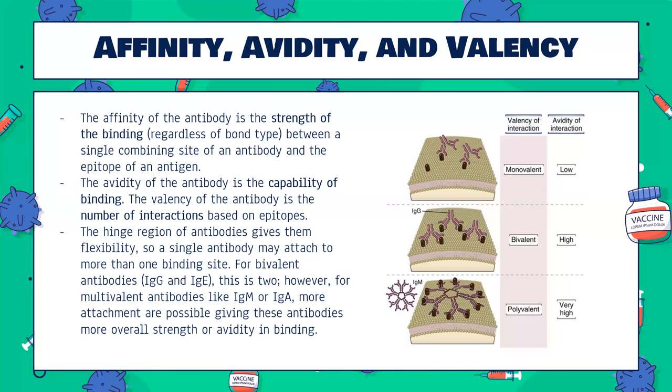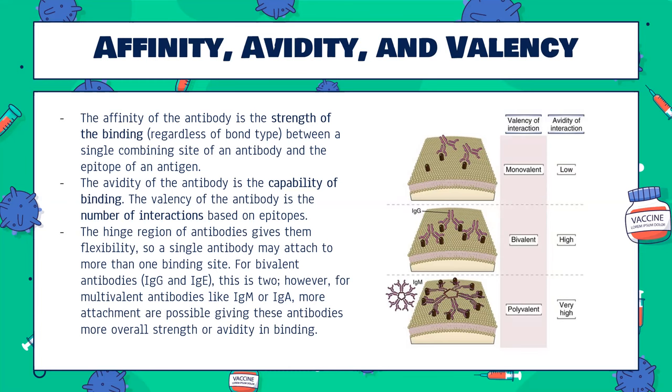What matters is how strong the affinity of this antibody is to the antigen. The avidity is the capability of binding. Now, what does that mean? Let's say that I am already bound, I'm already full. I already have everything. I don't know what more to do. I've already reached my capacity.